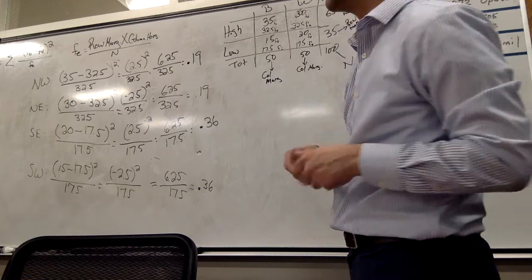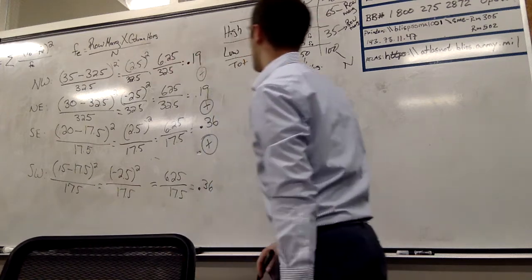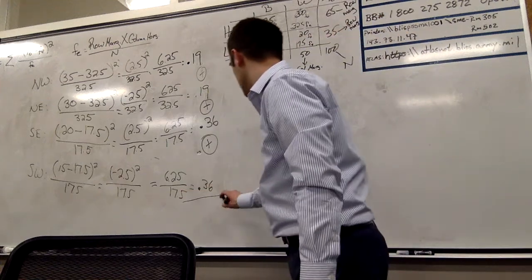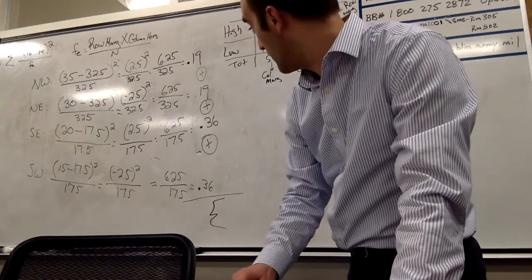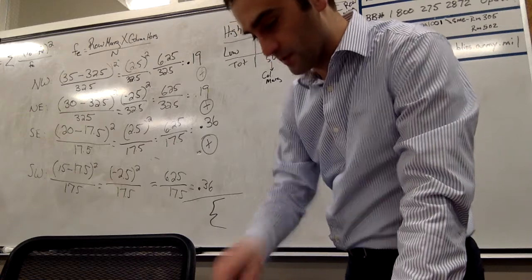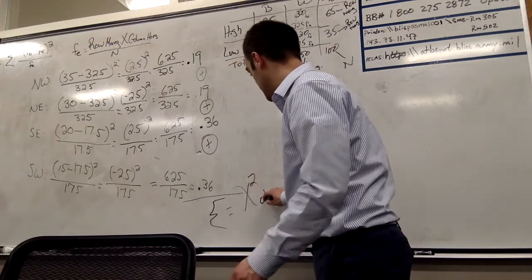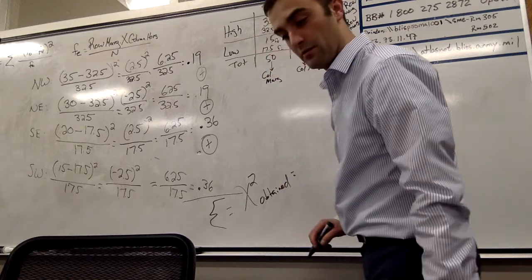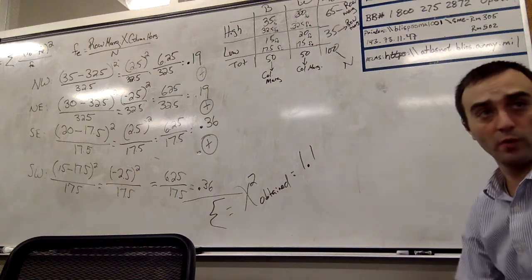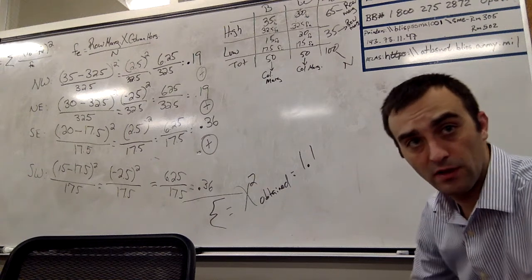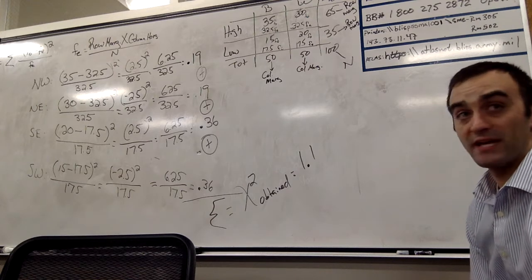The last thing you've got to do is the summation sign. So add them all up. The summation is 0.19 plus 0.19 plus 0.36 plus 0.36. The summation is your chi-square statistic, or your chi-squared obtained from your data, which is 1.10. Let me know if I'm going too fast. So the chi-squared that you obtained was 1.1.